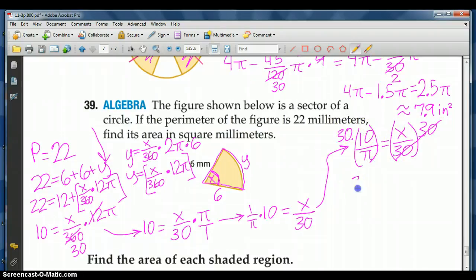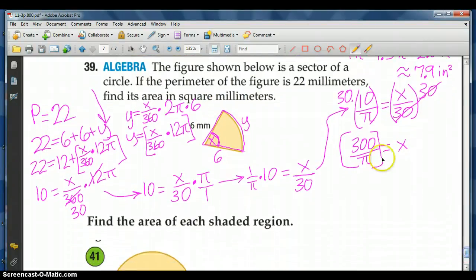So 30 times 10 is 300. So I have 300 over pi is equal to x. So now that we know what x is, we have an expression for x, we're going to substitute this into our formula for area of the sector. So our area of the sector is equal to x over 360 times area of the circle, pi r squared.